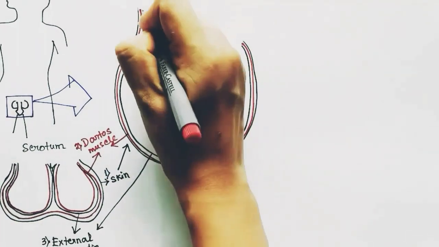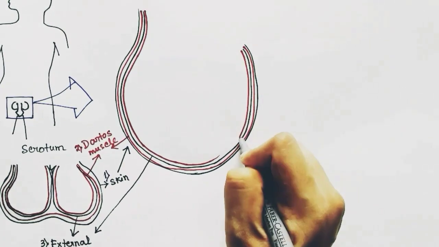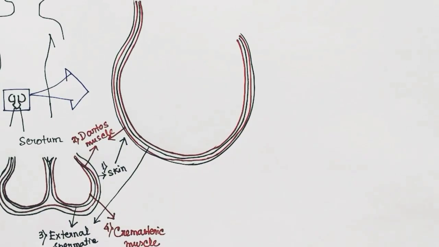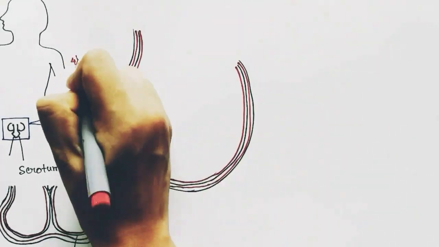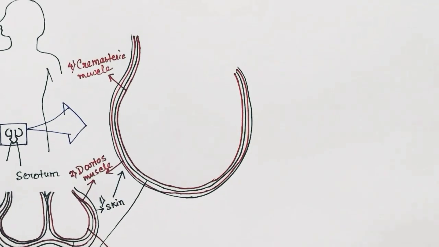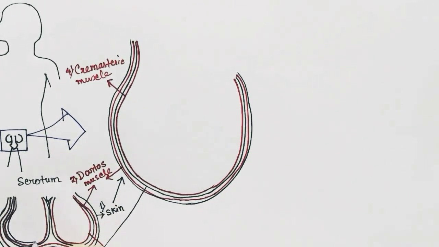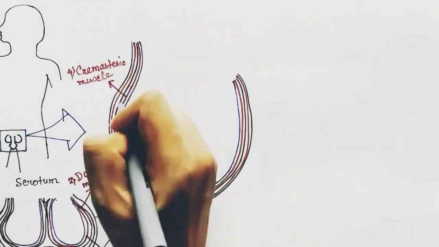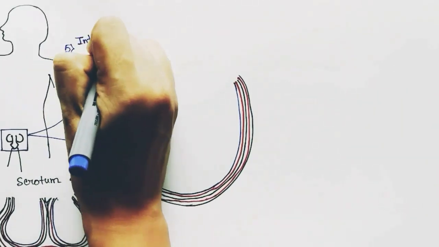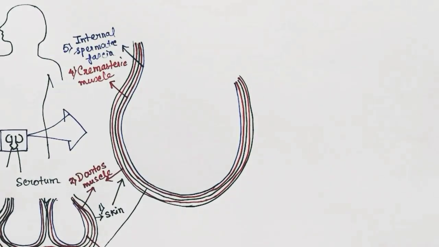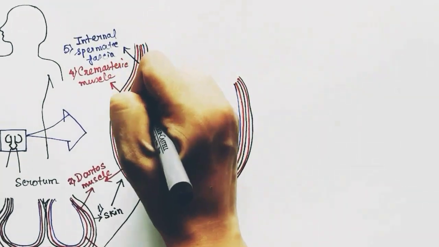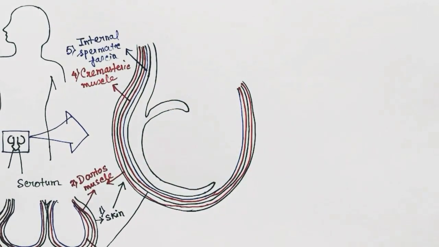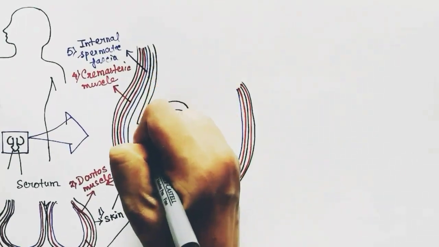The next layer after the external spermatic fascia is also a muscular layer, and this layer is called the cremasteric muscle. Unlike the dartos muscle, this cremasteric muscle surrounds each testis separately. After this cremasteric muscle fascia layer comes another layer called the internal spermatic fascia. After this scrotal layer comes another membrane called the tunica vaginalis, which surrounds the testis.